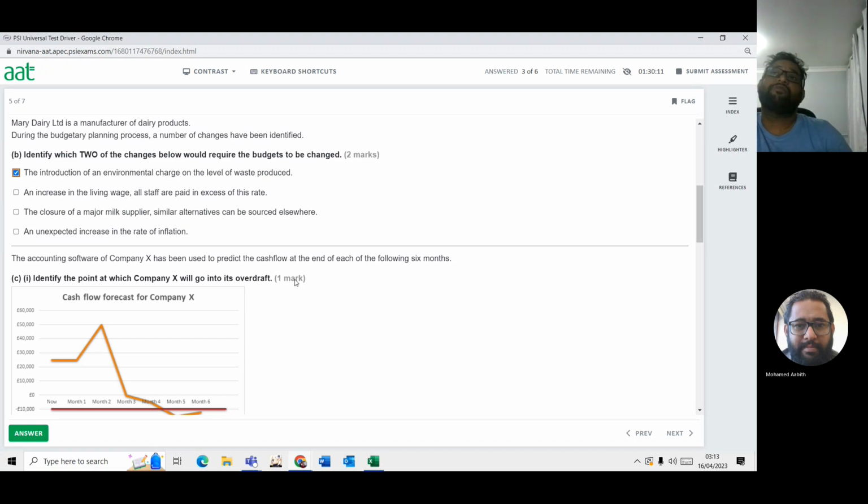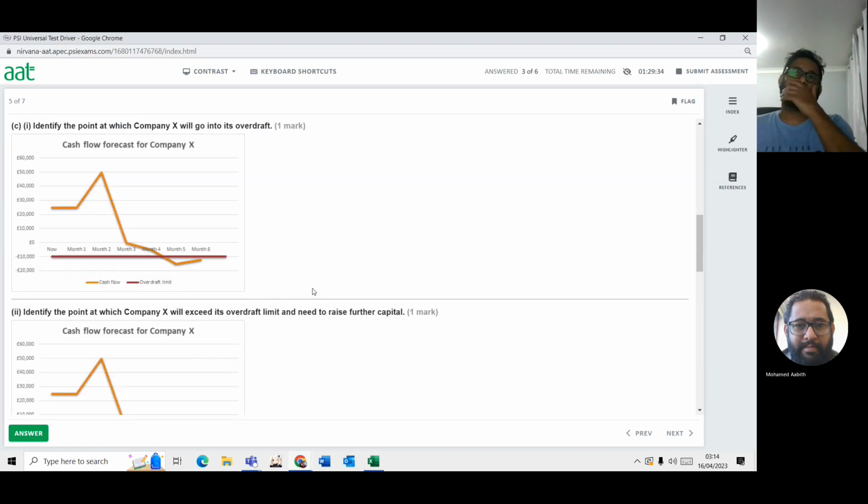The third one, the closure of the major milk supplier, and a similar alternative can be sourced elsewhere. So even if it is closed, you have similar alternatives available. Therefore, I don't need to worry about the cost because it's going to be similar. So it's not going to be an issue for me. The budget should not have to be changed here. But then, of course, an unexpected increase in the rate of inflation, obviously that's going to impact your cost, impact your revenue, and it's going to impact your budgets therefore. That is a really good example for the current scenario we are going through.